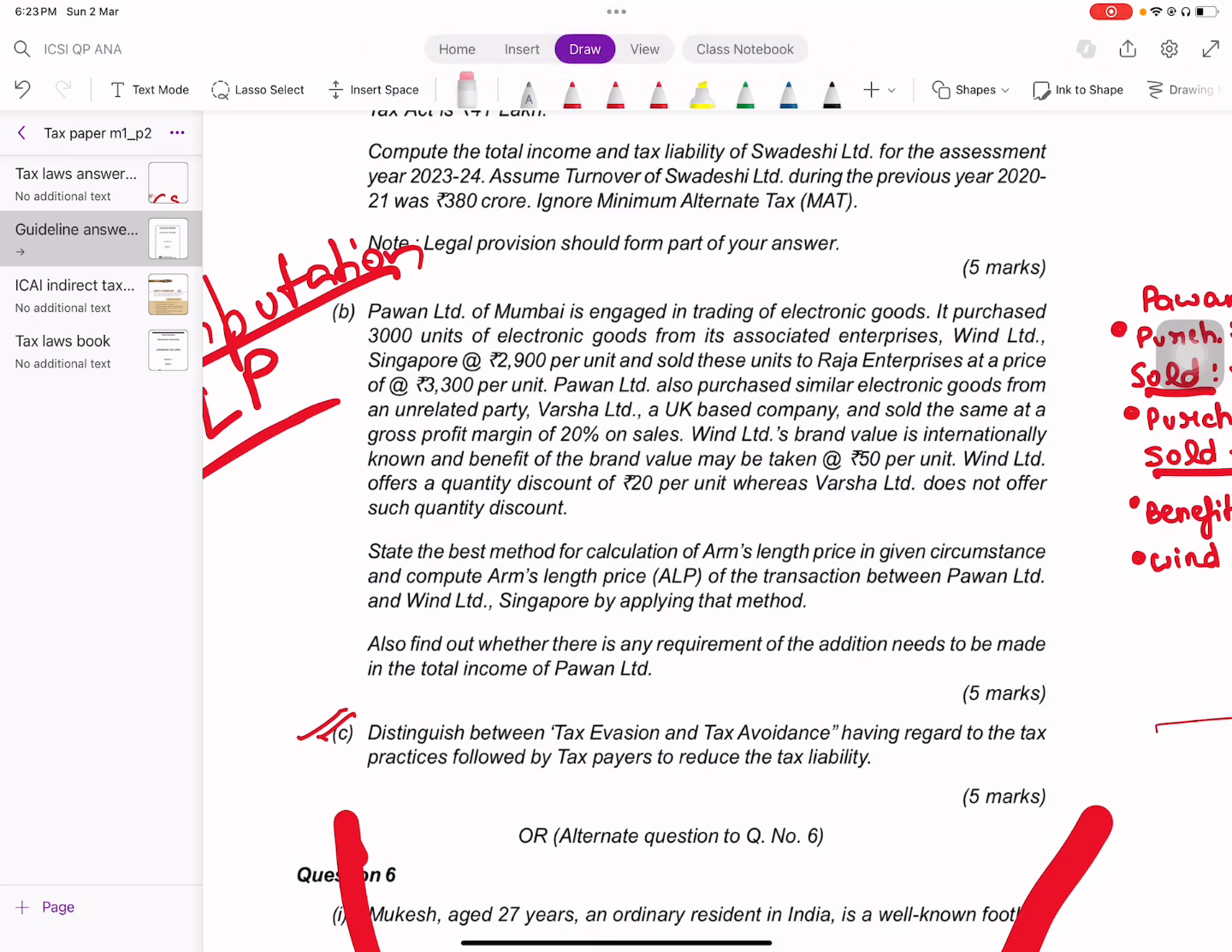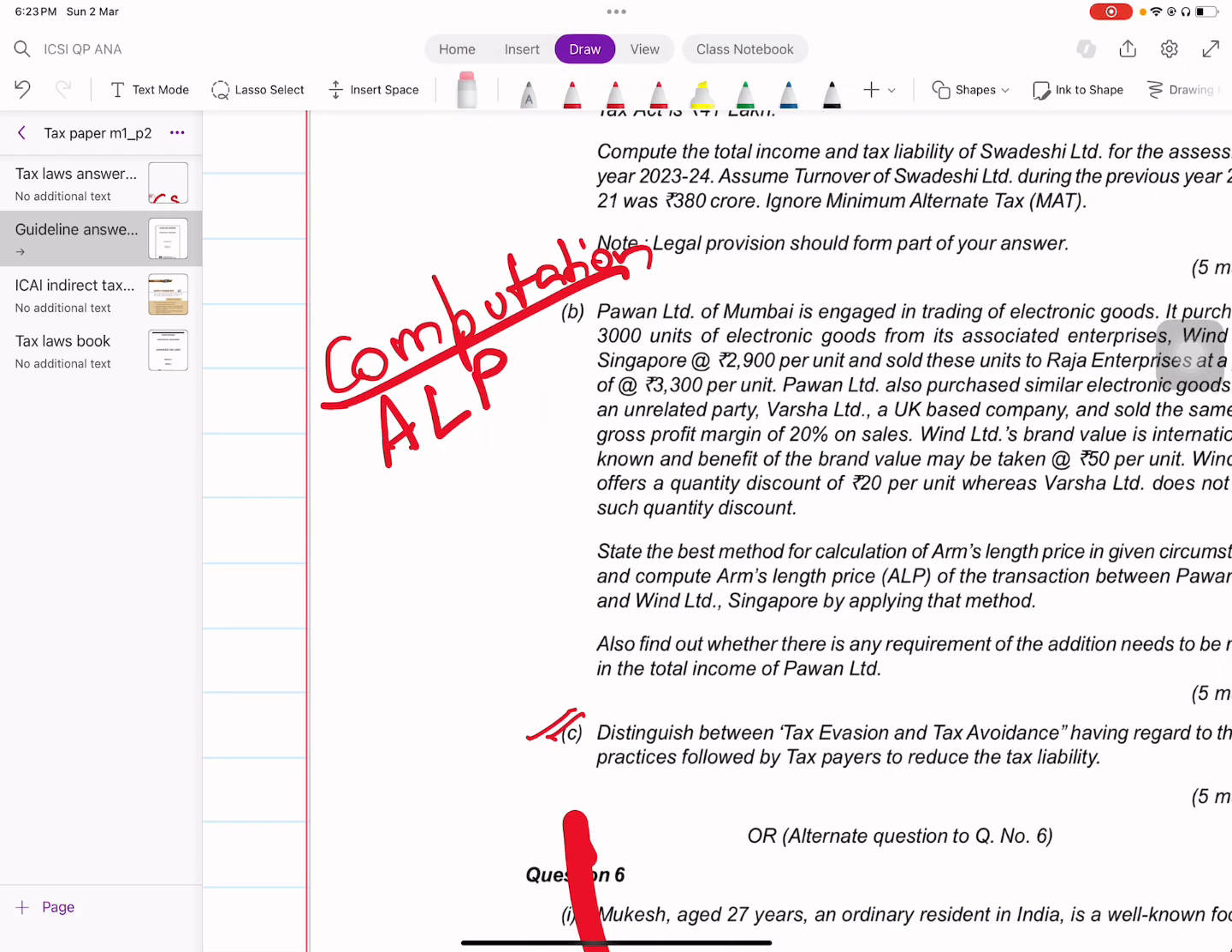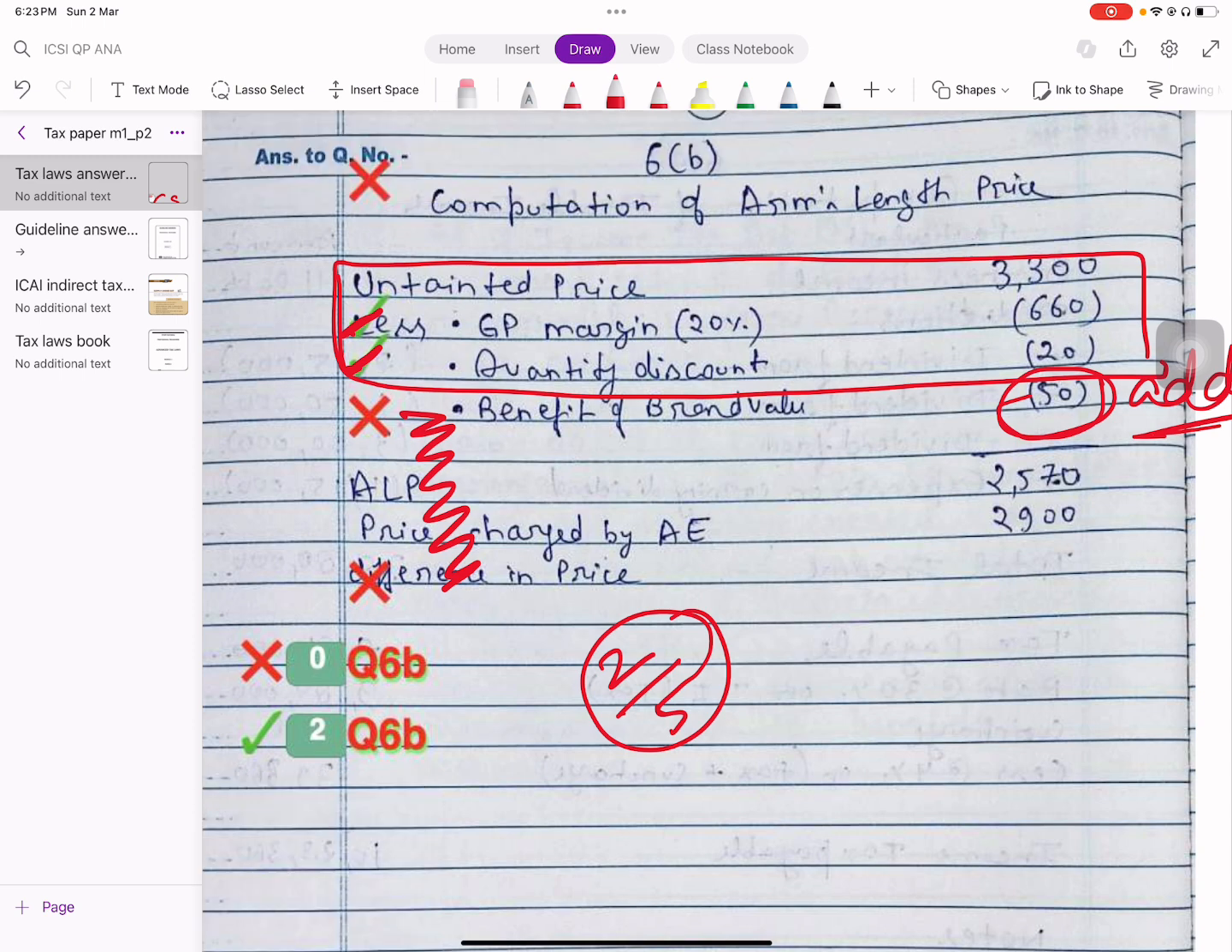Now let's move on to question number 3B. It asked for the computation of ALP. In my answer, I have correctly calculated the first 2 points, but I have not been able to calculate the further points. That is why the examiner has granted only 2 out of 5 marks.